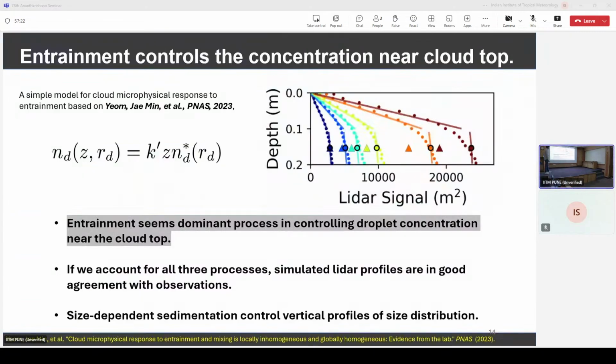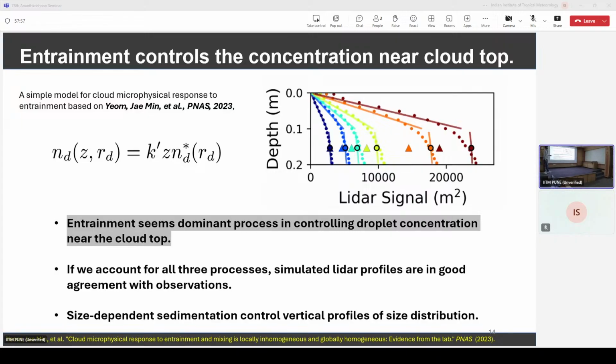Okay, till now there is no very clear physics which explains the microphysical response of the entrainment on the cloud property. But another experimental study was done by Jamie in 2023. They showed that it does not change the radius, but it changes the number concentration, and it increases linearly towards the in-cloud depth. So when we use this particular pattern in the number concentration and try to model the observed behavior, we see that they overlap nicely on each other.